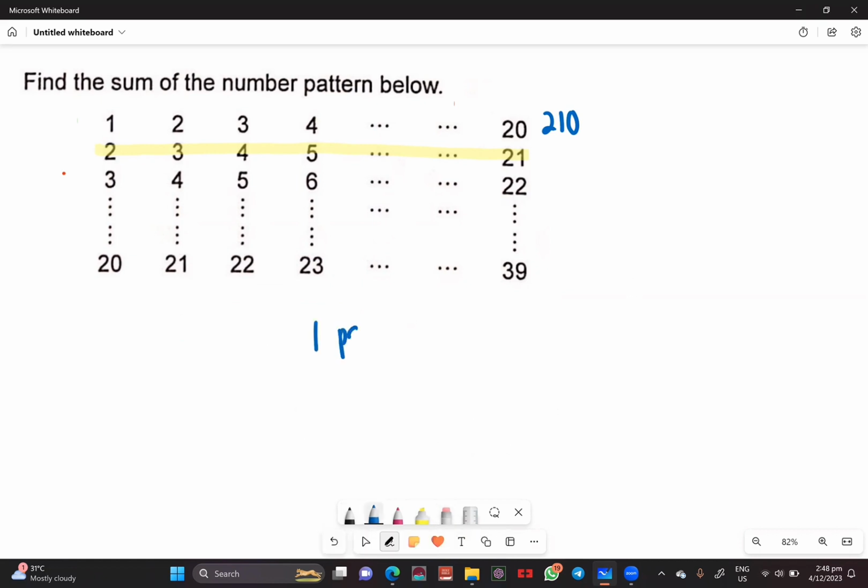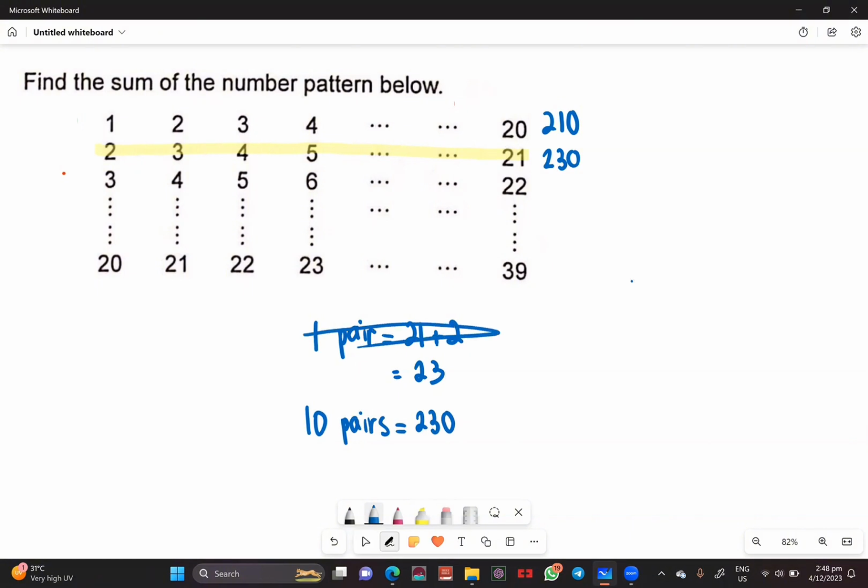Now for my second row, I want to ask myself, what is one pair? One pair is actually equals to how much? The last number, what is the last number? 21. What is the first number plus 2? Therefore, this is 23. How many pairs would there be in total? Definitely 10 pairs again. Okay, so therefore, this is 230. So that is how you can find the total for the second row.